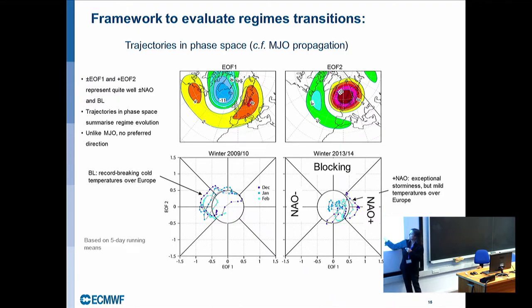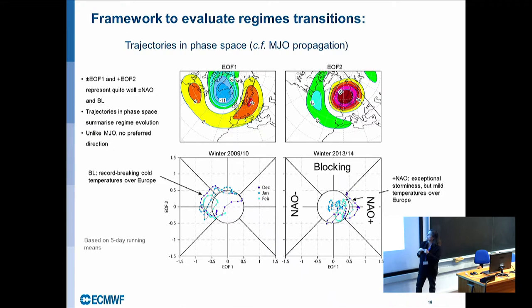The winter 13-14 was a winter that was very stormy and with mild temperature. And it was actually projected most of the time into an NAO positive. So we experienced that winter very strong westerlies going across the Atlantic. And you can actually follow the daily evolution of the anomalies of this winter from December, January, February, color-coded, looking at this diagram.